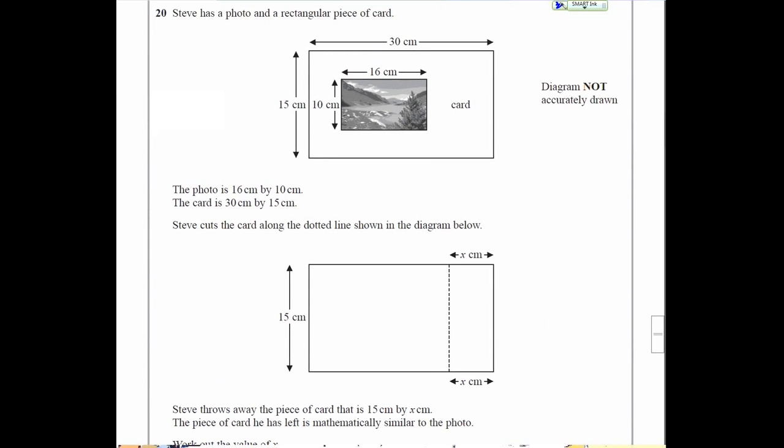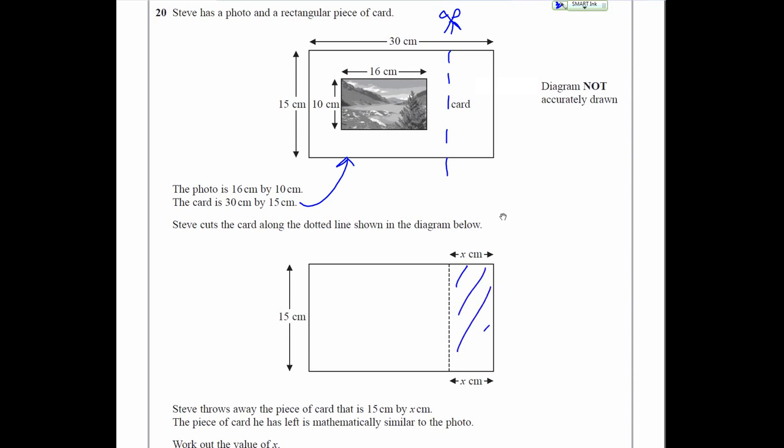Question 20. Steve has a photo and a rectangular piece of card. The photo is 16 centimeters by 10 centimeters, as we can see. The card is 30 centimeters by 15 centimeters, as we can see. Steve cuts the card along the dotted line shown in the diagram below. So he wants to cut it up here with his scissors. Steve throws away the piece of card that is 15 centimeters by x. So he doesn't want this.